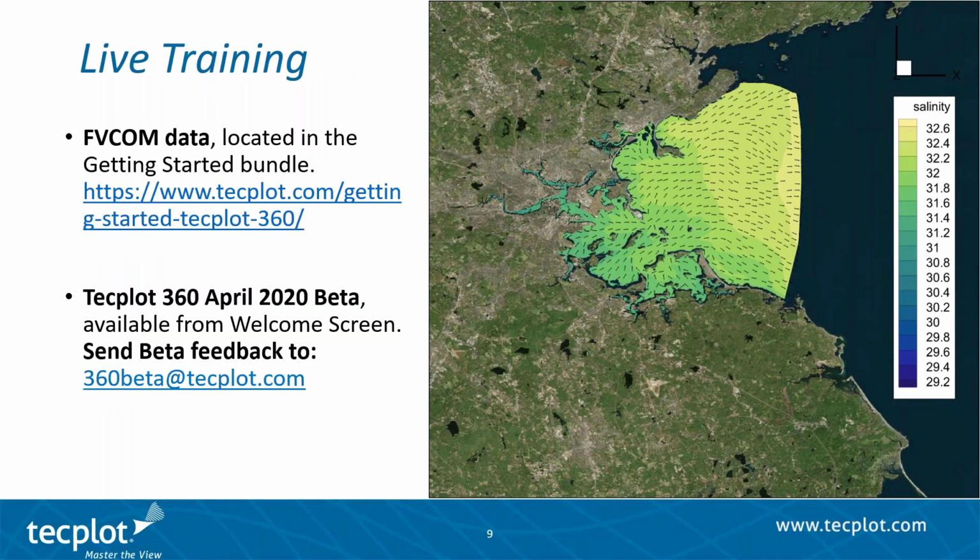So if you want to follow along on your own, the FVCOM dataset that I'll be using is found in the Getting Started bundle in the Ocean folder. I will be using the Tecplot 360 April 2020 beta, which you should be able to see from the welcome screen as well. And if you haven't already started with the beta and want to try it yourself, we do appreciate the feedback. Send it to us at 360beta@tecplot.com.